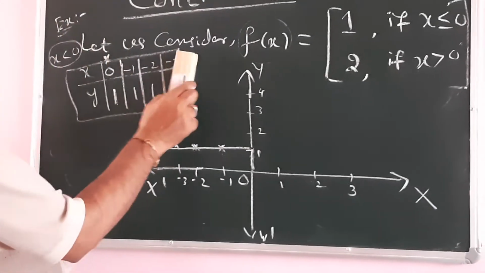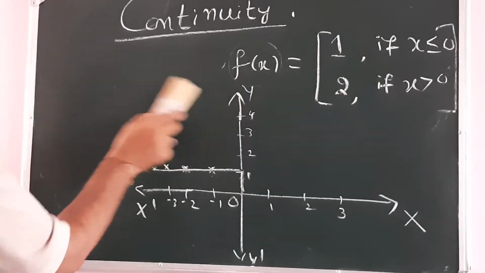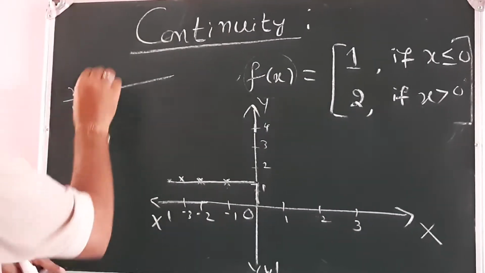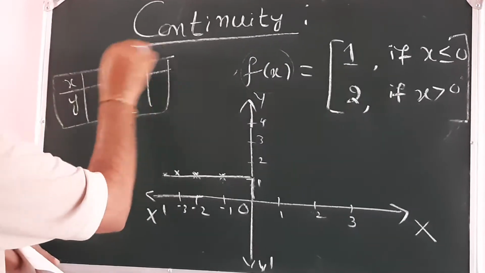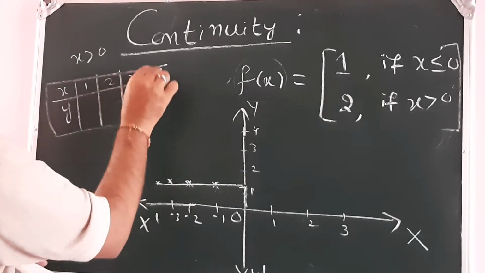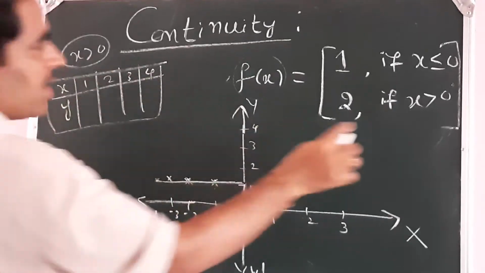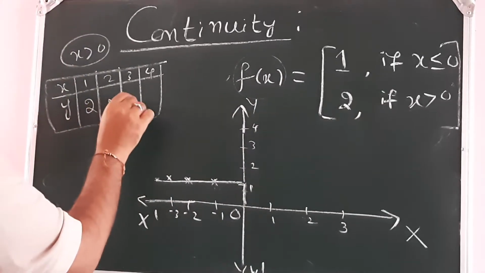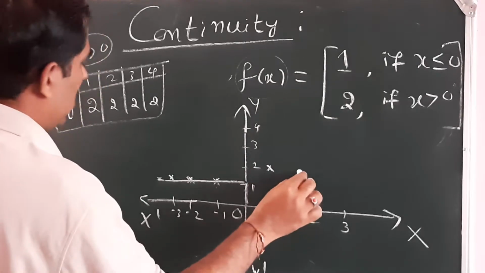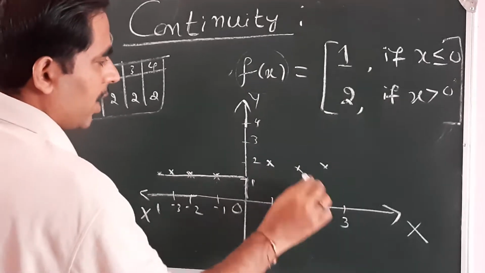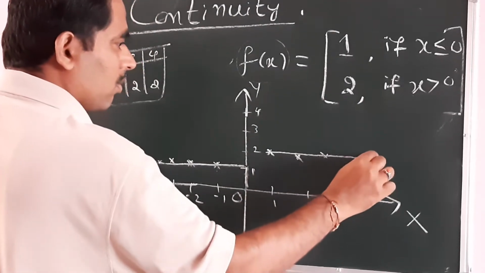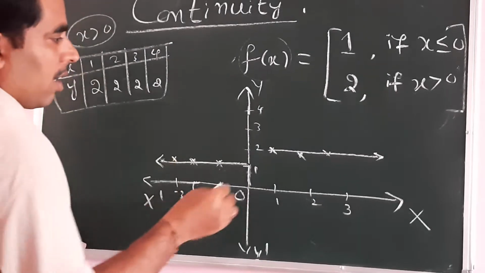Okay, so let us work out greater than 0. So then what are the values here? So these are all greater than 0. Greater than 0 means we can take 1, 1.1, whatever the value is: 1, 2, 3, 4. So for all the values greater than 0, the value of y is fixed here, 2. So you can take (1, 2), (2, 2), (3, 2). Okay, so now I will join this. It will continue here.